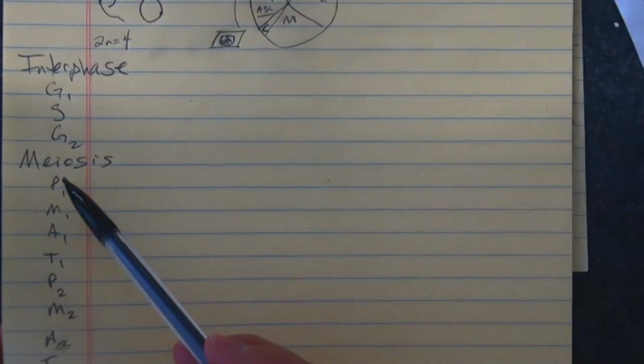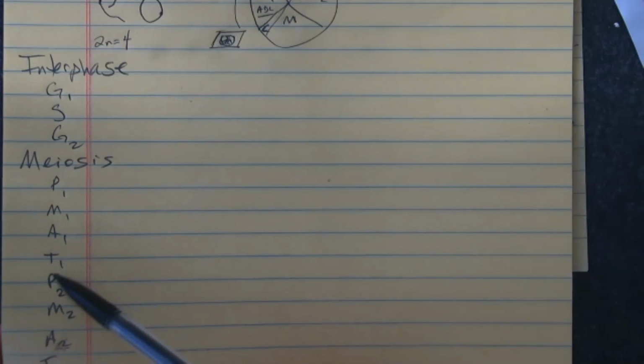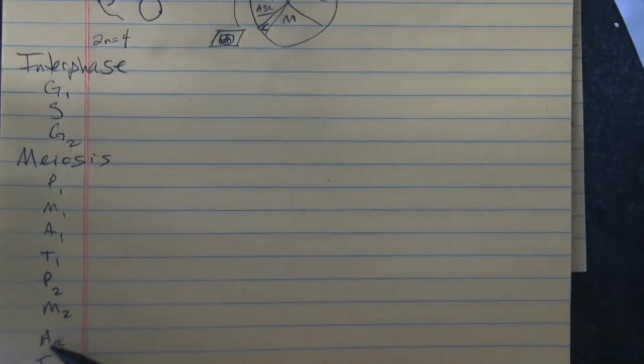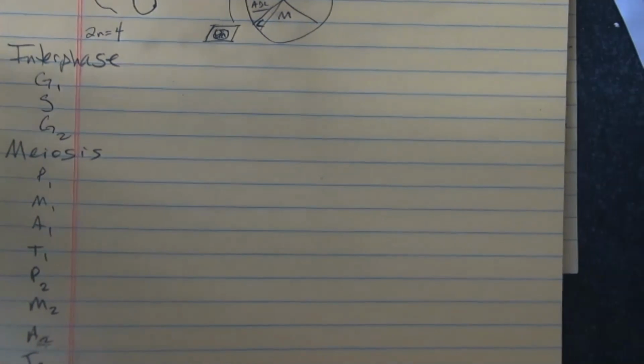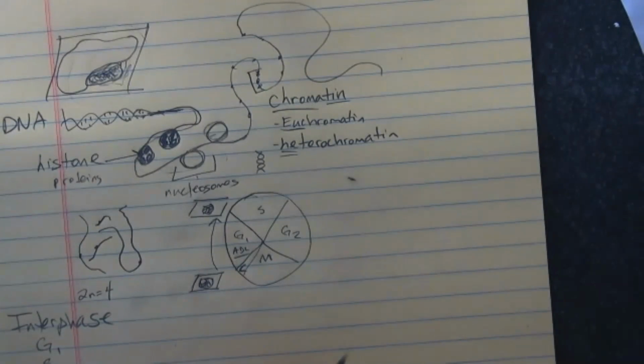All the stages of meiosis: prophase 1, metaphase 1, anaphase 1, telophase 1, prophase 2, metaphase 2, anaphase 2, and then the T2 for telophase 2. So these are all the stages. Now, I'm not having you memorize. You don't need to remember all that.